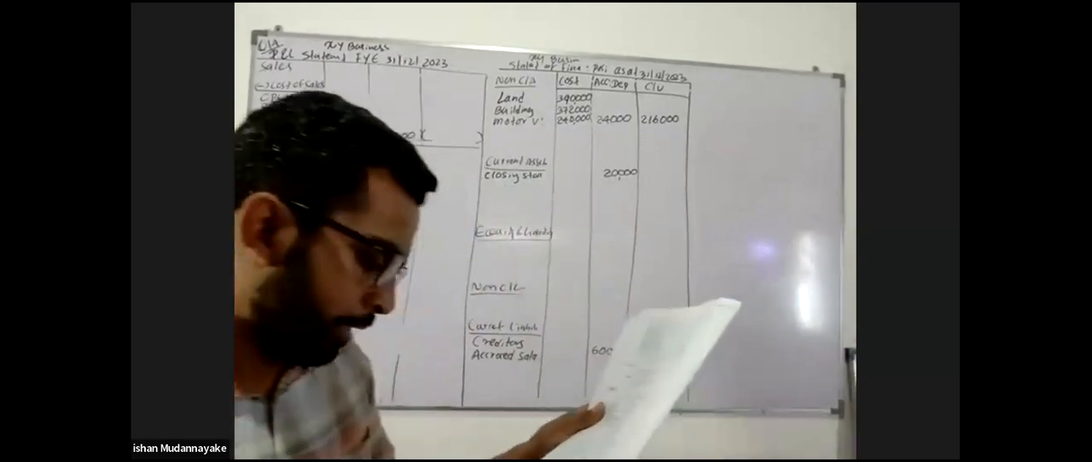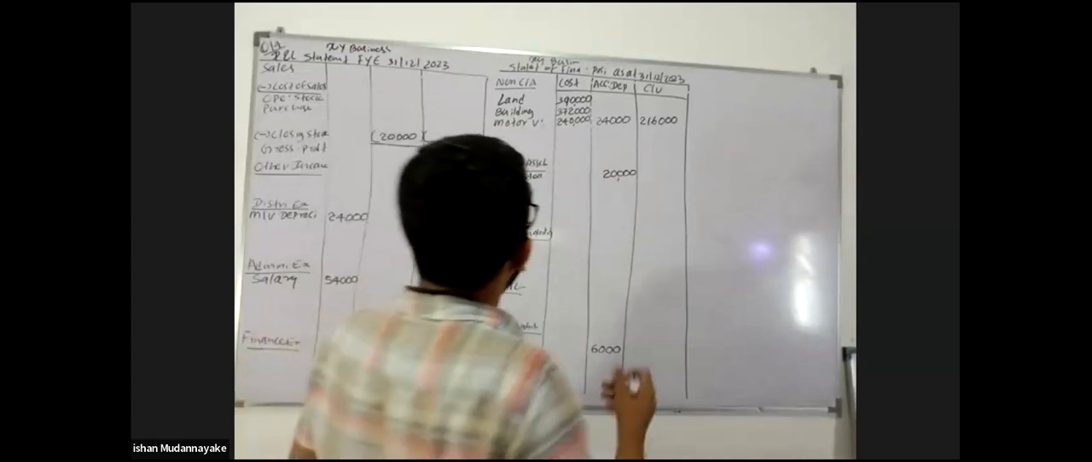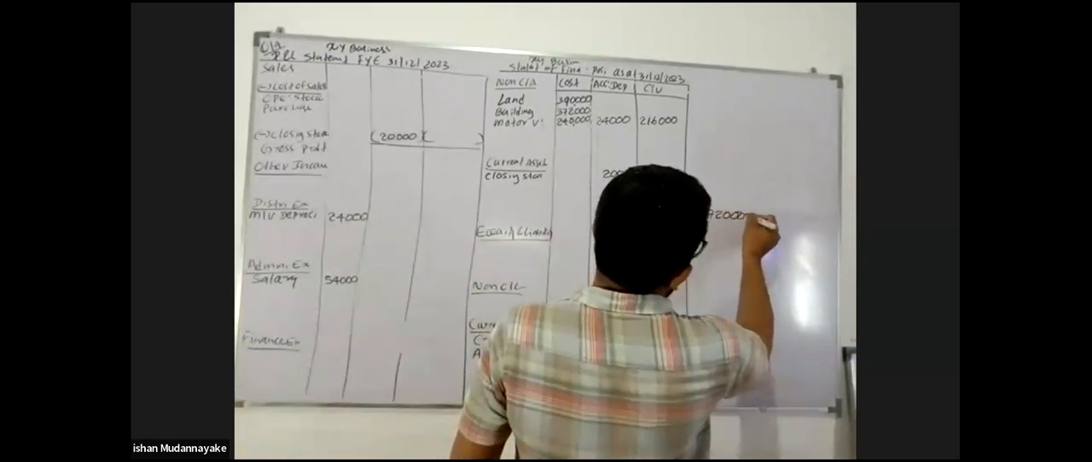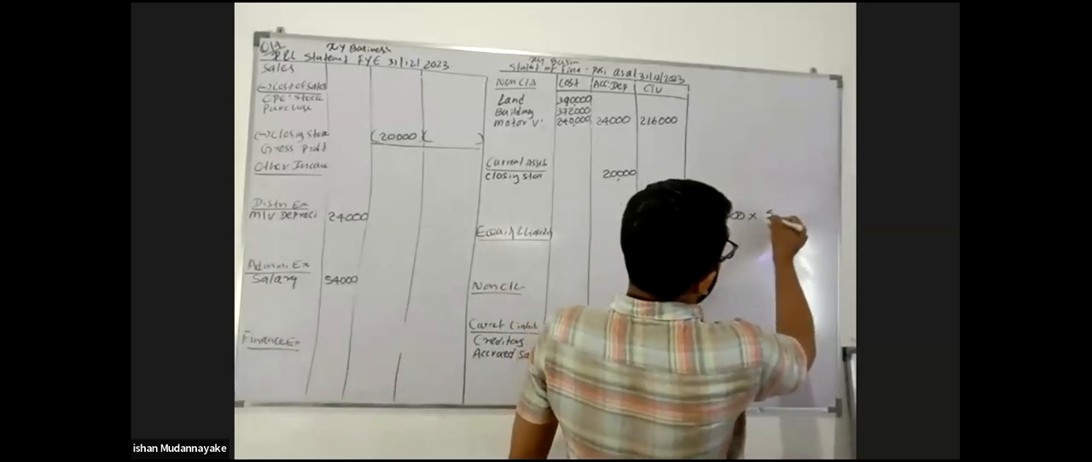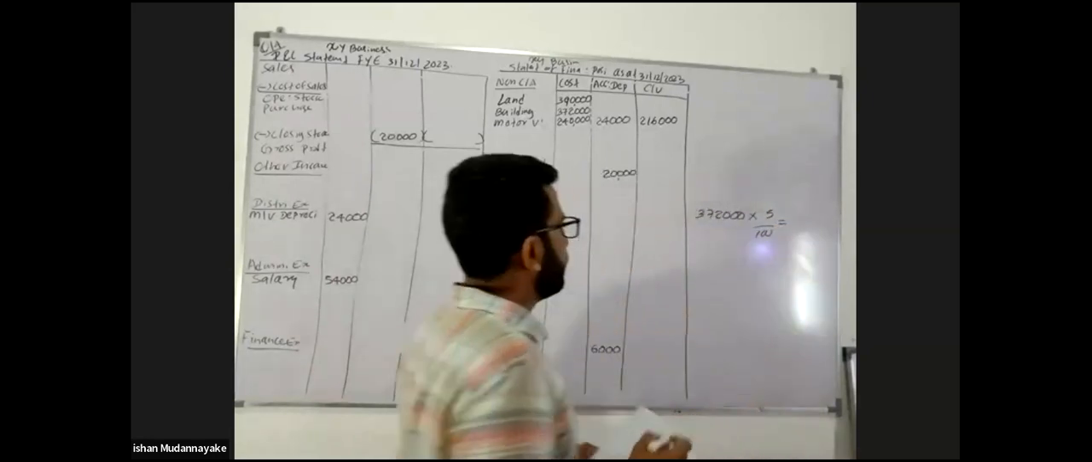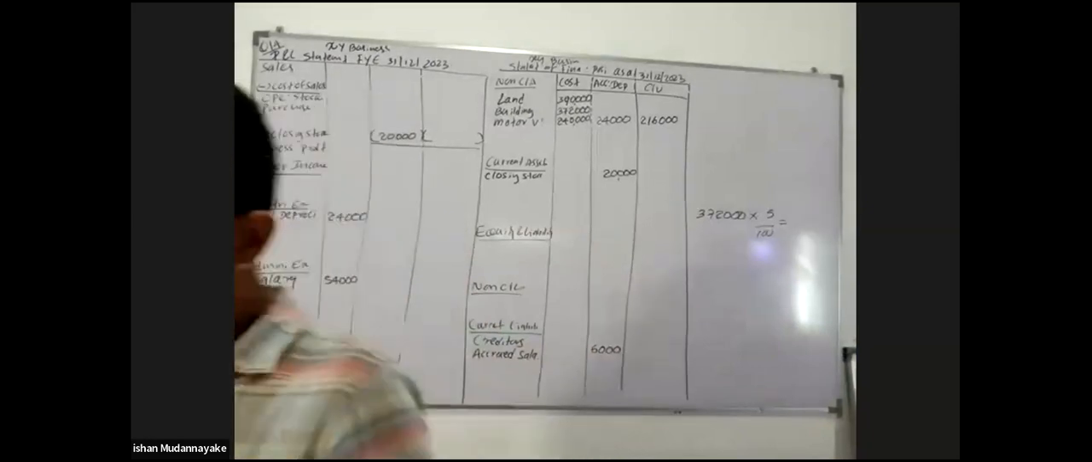Now we will move into building depreciation. Building of the business organization 372,000. How to calculate building depreciation? 372,000 into 5%. How much is the depreciation of building? Yes, Akshaya, correct. 18,600. Depreciation of building 18,600.